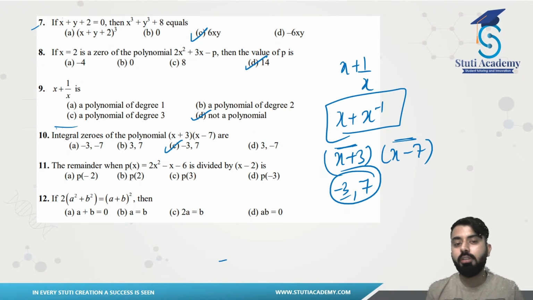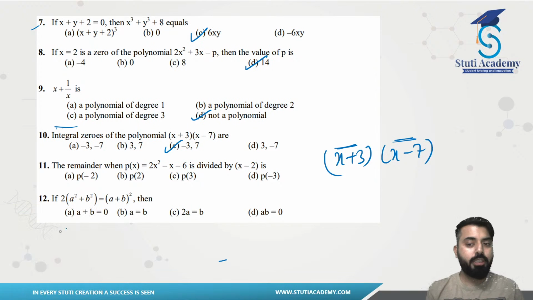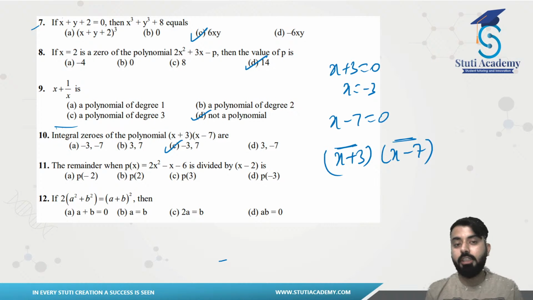So your answer is option C. There is one more way around this one. You just have to put these linear equations against 0 one by one. So if I put x plus 3 against 0, x will be negative 3. If I put x minus 7 against 0, x will be 7. So the two possible values of x are negative 3 and 7. So you see, option C will be the answer here, right?